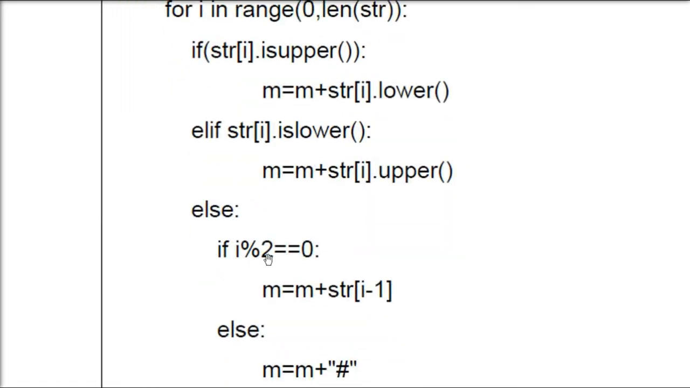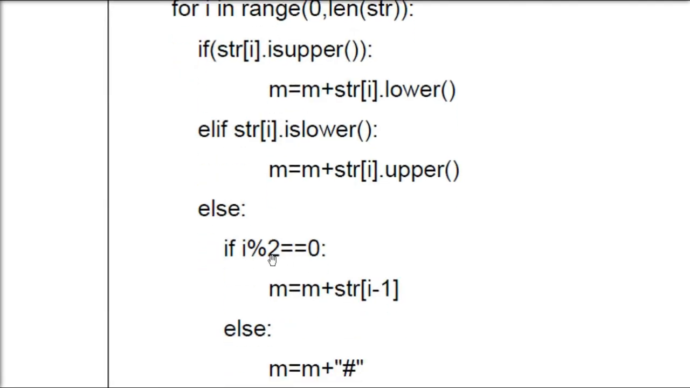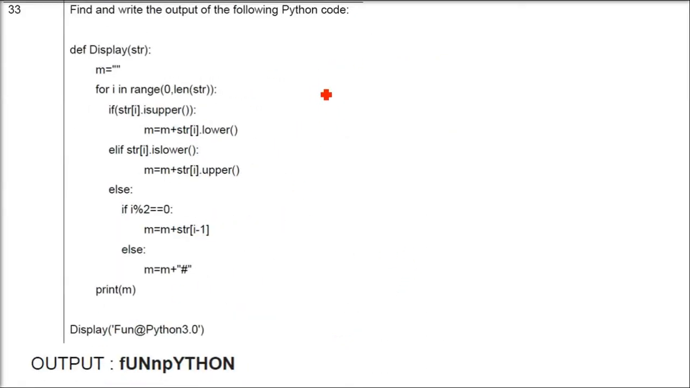Then if I modulo 2, that is the index, we'll just talk about the index. If the index modulo 2 is 0, that is it is even, then you will see m plus str[i minus 1]. That is, you are taking the particular index and you will use the previous index value here. Otherwise, if it is odd, you just put a hash. When I run it, then you will understand.